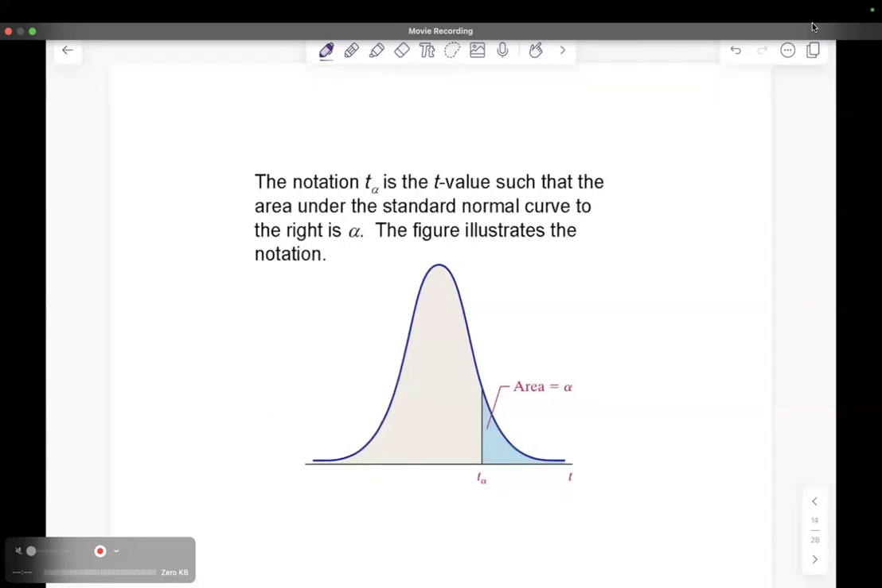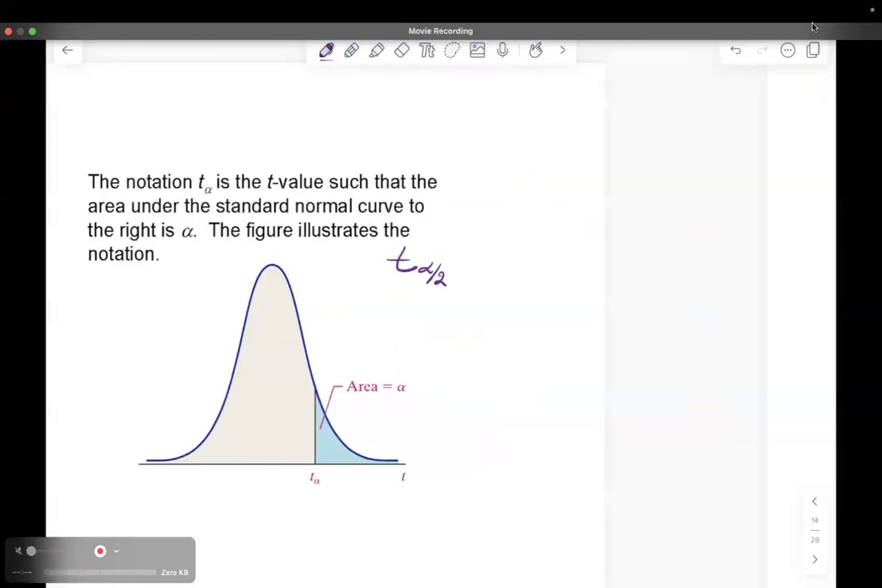All right. So we notate t as t sub alpha here. It's just like we were doing z sub alpha. We're going to be doing t sub alpha divided by 2, just like we did with z. We're just replacing the z with a t, but it's going to be the same thing.